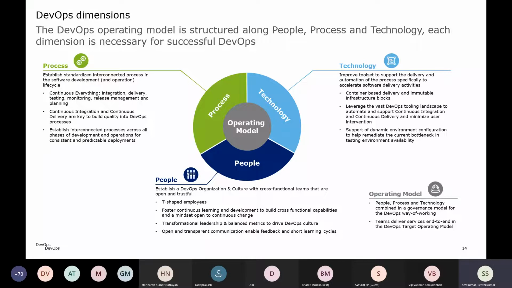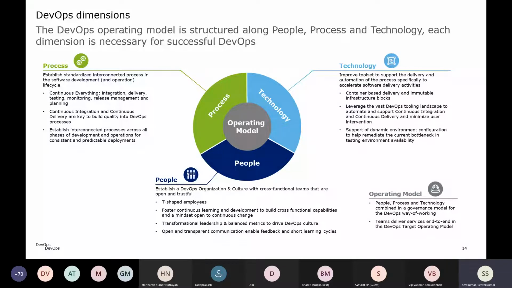And people are the key source. People establish the DevOps organization and culture with cross-functional teams that are open and trustful. T-shaped employees is the tool used to identify the knowledge of each segment, and once this is defined, it leads to continuous learning and development to build cross-functional capabilities, and it transforms the leadership balance metrics and the DevOps culture. Open, transparent communication enables feedback and a short lifecycle process. So the operating system is the main thing. If you keep the operating system at the center, you can connect these three phases: process, technology, and people.